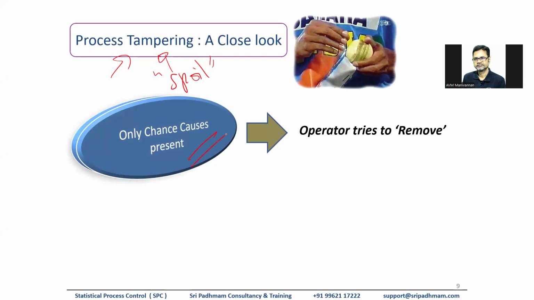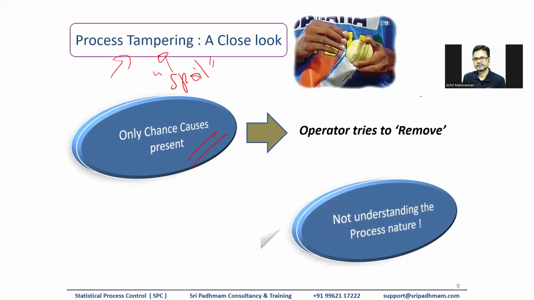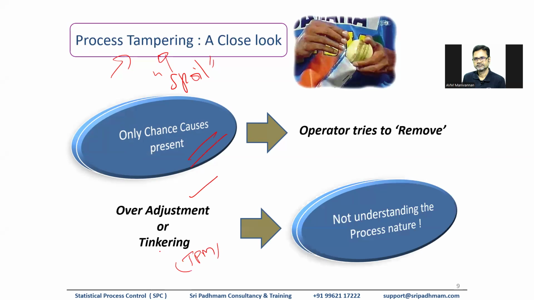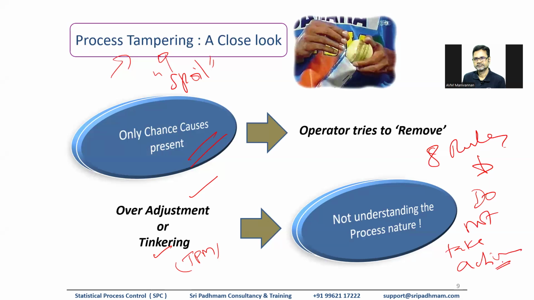Only chance causes are present, and the operator tries to remove them. It is a very bad practice. It is also called over adjustment, or in TPM they call it tinkering. Clear or not clear? If the 8 rules are okay, do not take action. I just want to conclude here. Understandable? Any doubts?